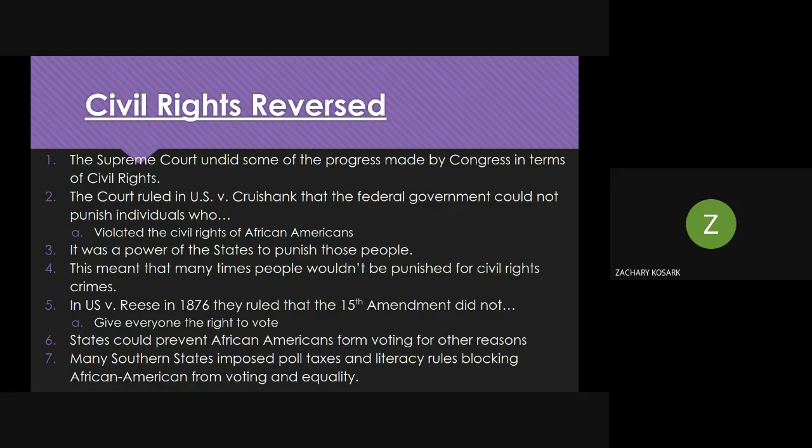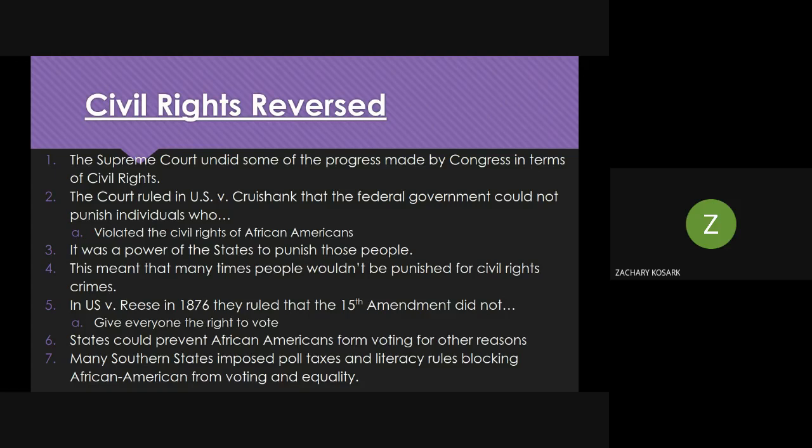In U.S. versus Reese in 1876, they ruled that the 15th Amendment did not give everyone the right to vote. The states could prevent African Americans from voting if they put other reasons on it. So many southern states imposed poll taxes, which means that you had to pay to vote. But we've already covered the fact that many African Americans after the Civil War were living in poverty. They were sharecroppers. They didn't have money. They didn't have money to spend on a lot of things, let alone money to spend on voting.